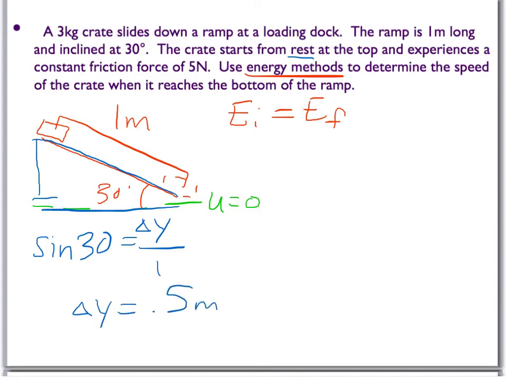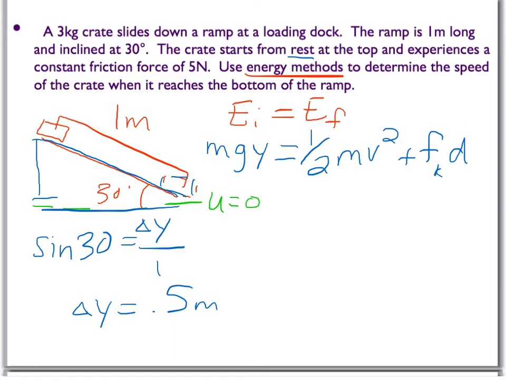So when I look at my initial energy, I would start out with gravitational potential energy of mgy. Once the box reaches the bottom of the incline, I would have some kinetic energy because the box would be moving at the bottom of the incline. And because there was friction on this ramp, the box would also be a little bit warmer by the time it reaches the bottom of the incline. That internal energy is coming from the kinetic friction over the distance that this thing slides.